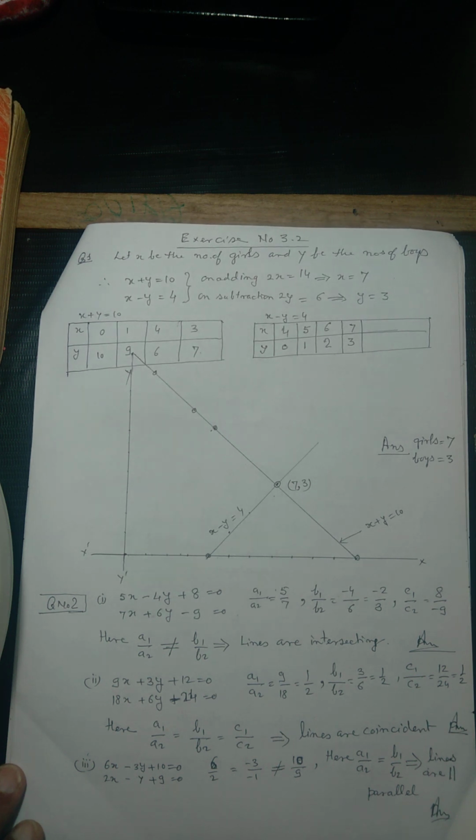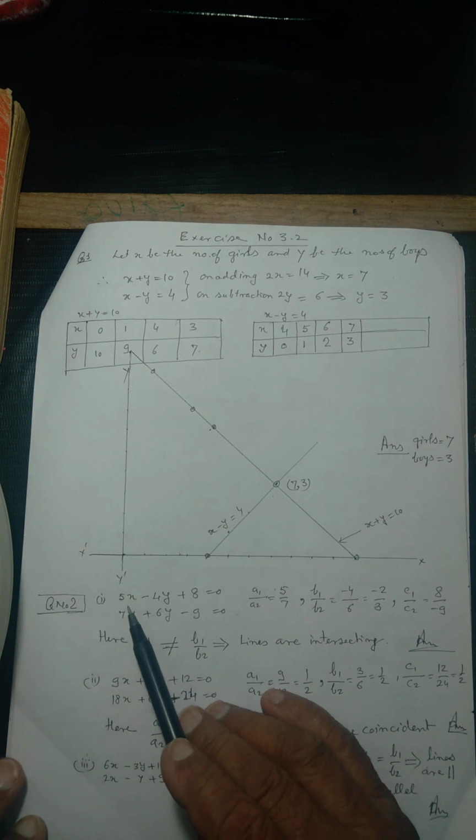Now proceed to question number 2. On comparing the ratios A1 by A2, B1 by B2 and C1 by C2, find out whether the lines representing the following pairs of linear equations intersect at a point, or are parallel or coincident. First: 5x minus 4y plus 8 equal to 0, and 7x plus 6y minus 9 is equal to 0.